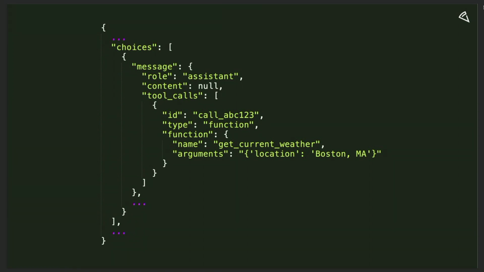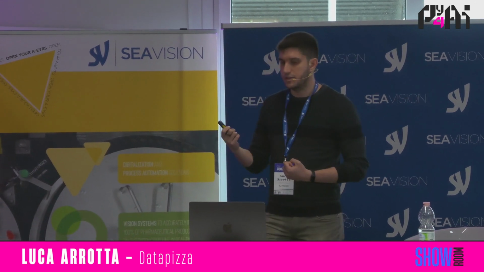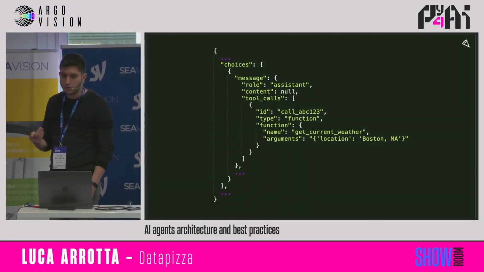And in this case, the JSON response changes. In this case, in the JSON response, we also have this tool calls key, and the value is the list of tools that the agent wants to use to answer the user. In this case, the agent is asking the developer to use the getCurrentWeather function with the location parameter equal to Boston.